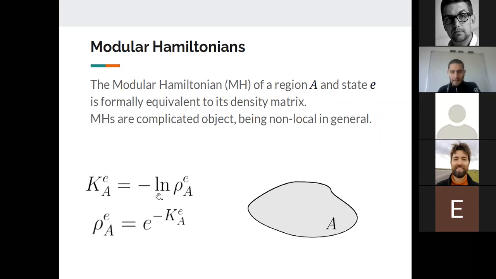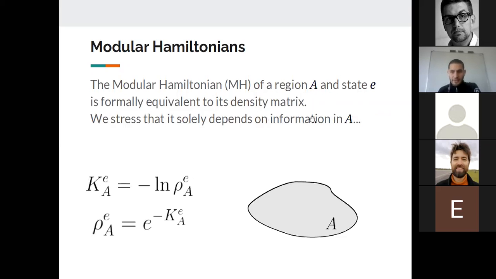But you can see that taking the logarithm of an operator is, in general, not something that is easy to do. And in general, examples have been found. These modular Hamiltonians are non-local in general. They're very complex objects.